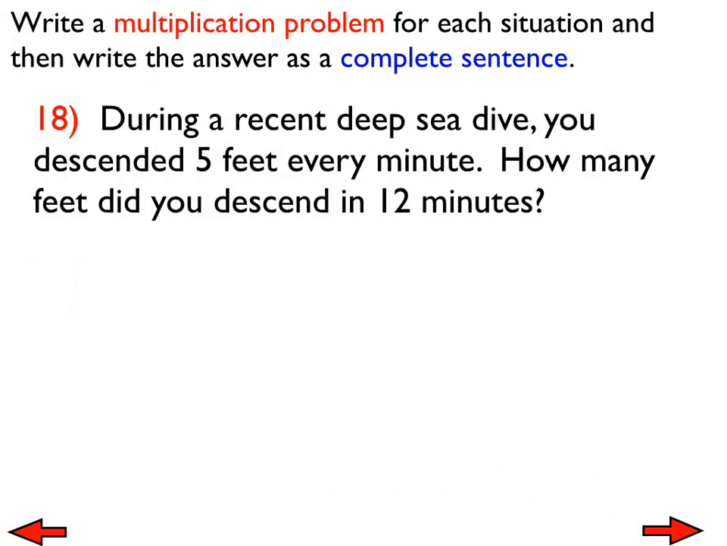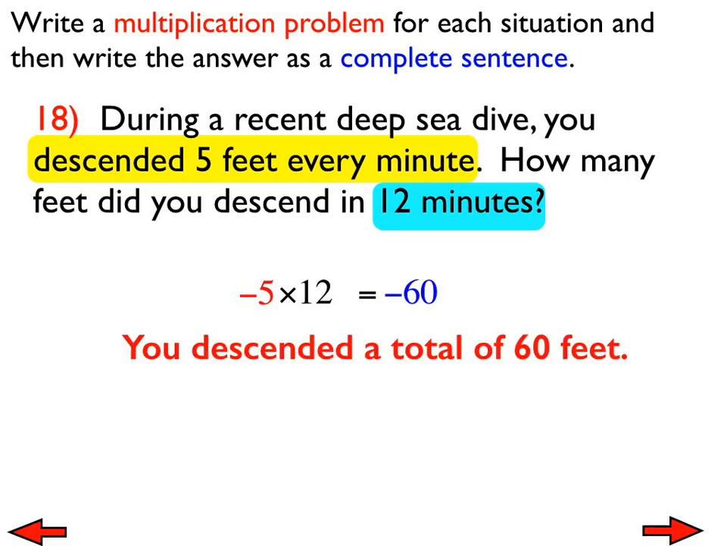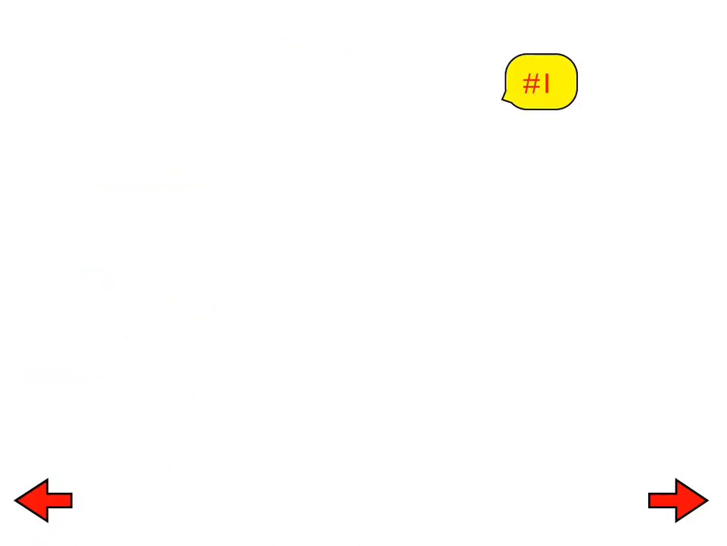Number 18. During a recent deep sea dive, you descended 5 feet every minute. How many feet did you descend in 12 minutes? That could be represented by -5 times 12, which of course is -60. A sentence that could represent that situation might look like this. You descended a total of 60 feet. All right, turn to your shoulder partner. What did you learn today?